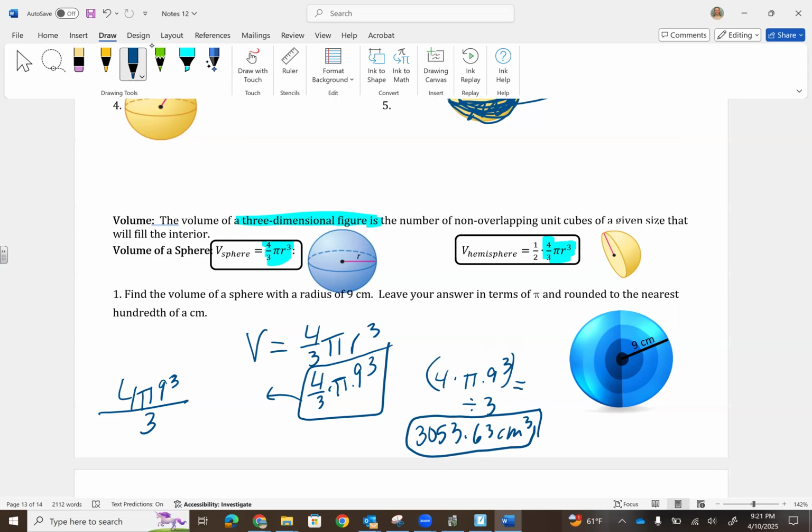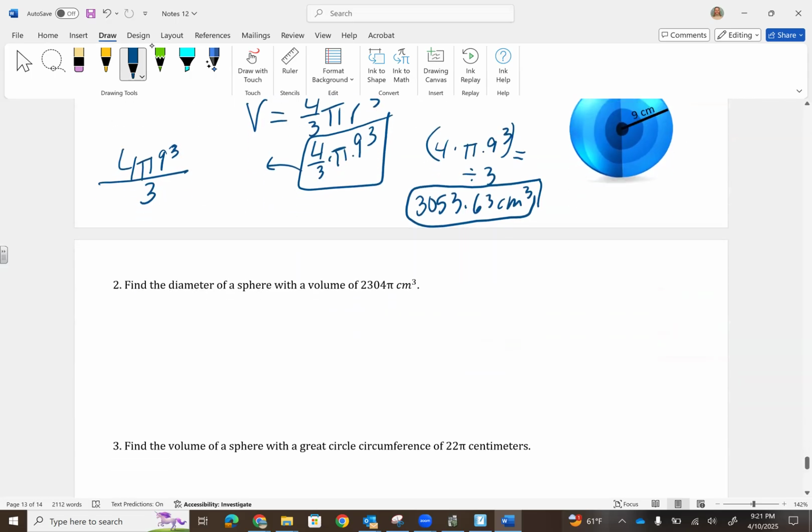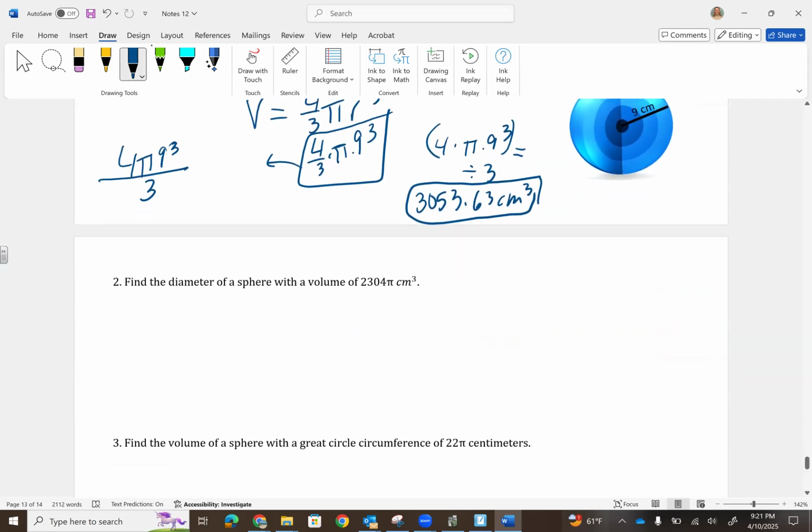Next thing would be, what if I say, give me the diameter if I know the volume? Volume equals 4/3 pi r cubed. So let's find it. If you know the volume is this, that goes right here for V. They have a pi in it, so that's going to be easy for us. If it didn't, you'd have to divide both sides by pi and use your calculator.